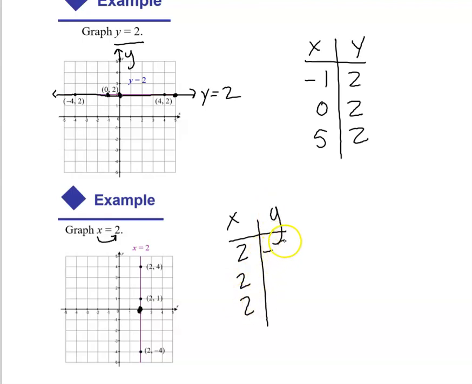So even when y is negative 5, x is 2. When y is 0, x is 2. When y is 3, x is 2. Right? So they plotted some of these points here. So (2, negative 5) is not plotted. (2, 0) is plotted. (2, 3) would be right here. So everything you can see goes through that line.